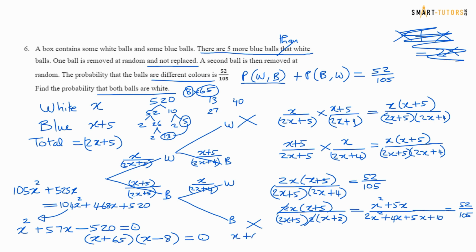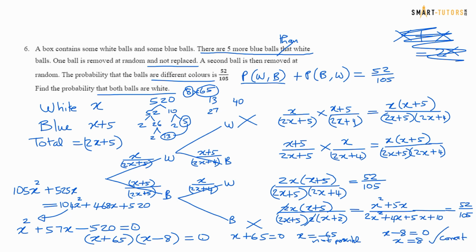So x plus 65 equals 0, x will give a negative answer. That is not possible. Not possible. And x minus 8 equals 0. So x equals 8. So that is the correct answer.